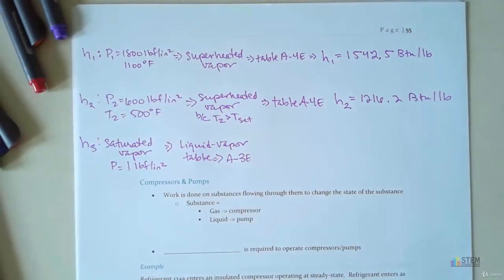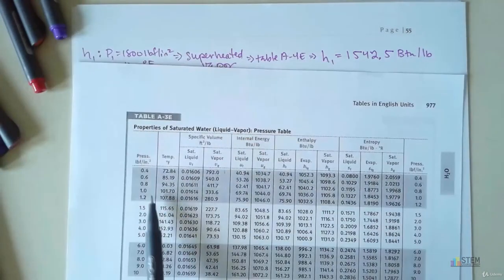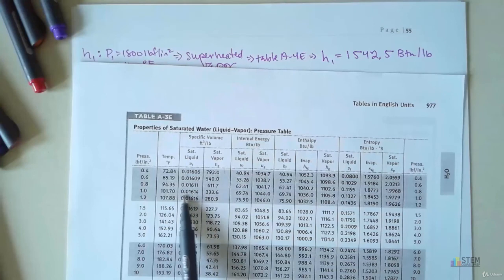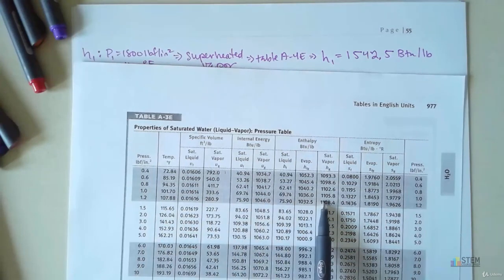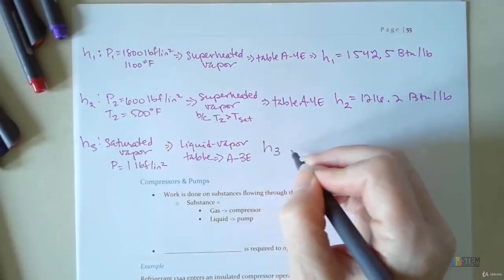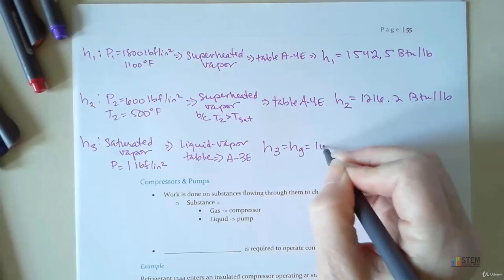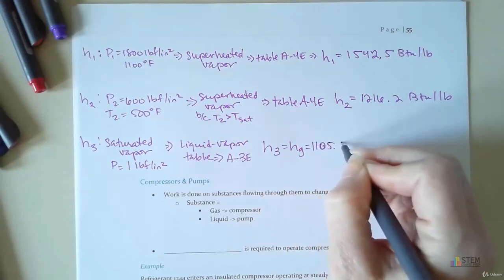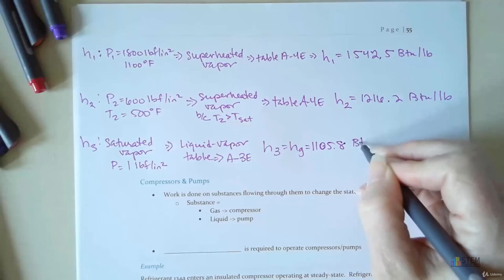And then for this one, at this pressure, pressure of 1 psi, our H value, if we look over here, come over here to H, we need Hg because we have saturated vapor. So that's at that G point on the vapor dome. We have 1105.8. That'll be the H value we need. 1105.8, and that's BTU per pound.